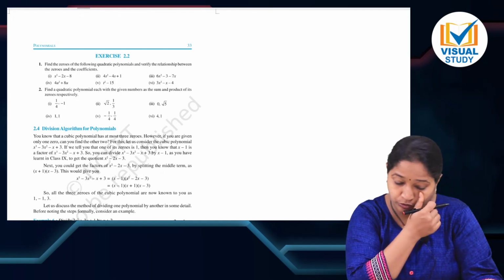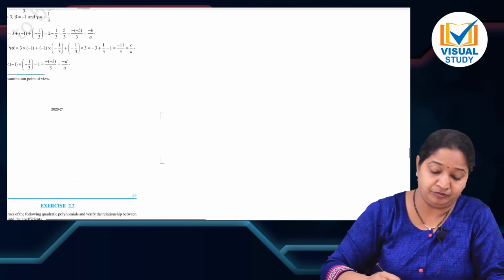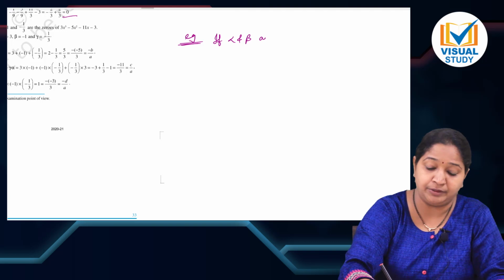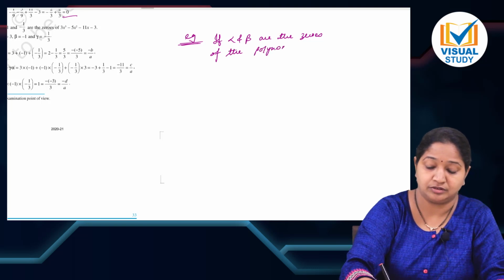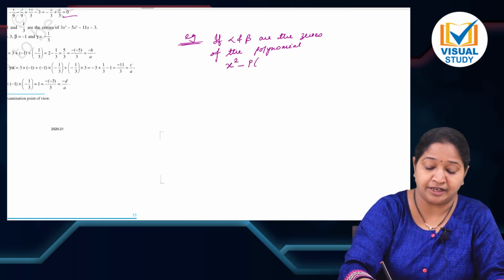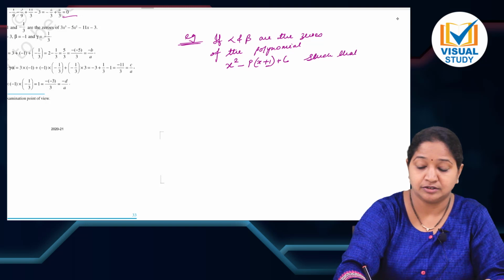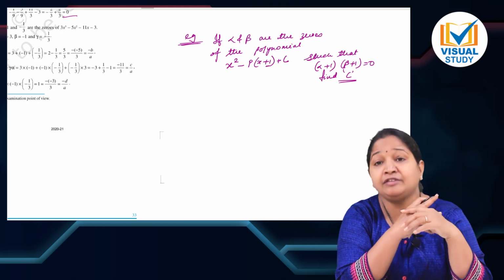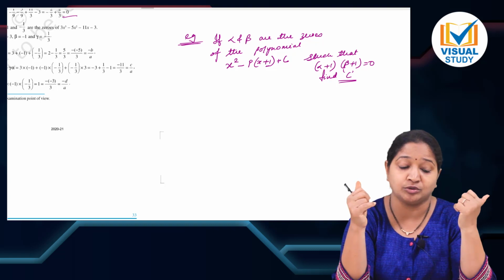Now, exercise 2.2. Before starting the exercise, I'd like to show you an extra example, not in the textbook. If alpha and beta are the zeros of the polynomial x square minus p into x plus 1 plus c, such that alpha plus 1 and beta plus 1 equal to 0, then you have to find c. What is the example? If alpha and beta are the zeros of this polynomial, such that alpha plus 1 and beta plus 1 equal to 0, then find the value of c.